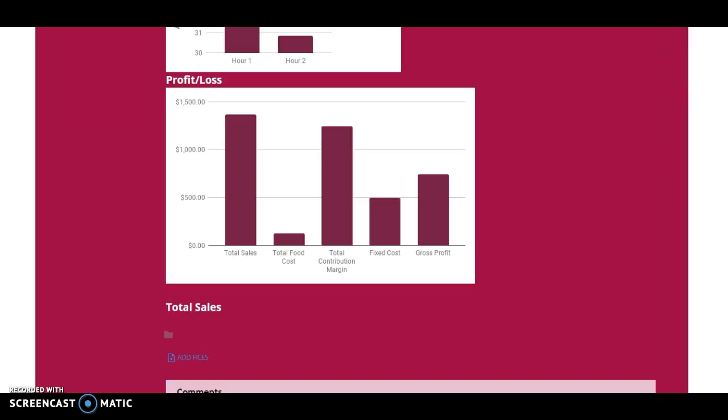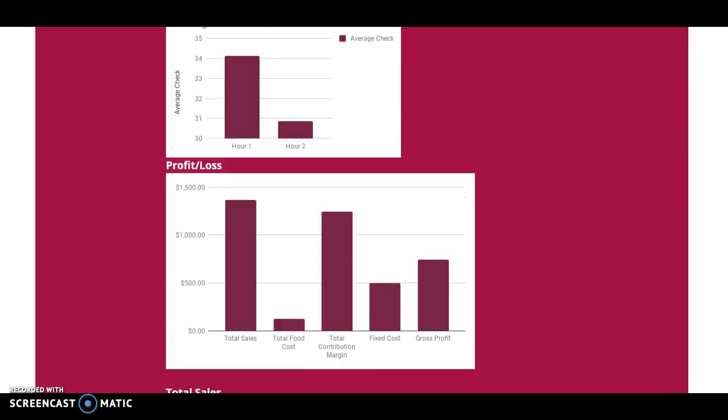We got gross profit here by doing the total contribution margin, which looked to be about $1,250, minus the fixed cost of $500, and that gave us a gross profit of about in between that $500 and $1,000. So with that, we can move on to day 2.